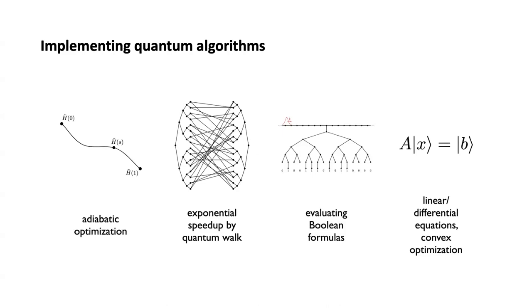There are quantum algorithms that rely on what are known as quantum walks, that there is the quantum version of the classical random walks, in some sense. There are algorithms that rely on the evaluation of Boolean formulas. And of course, something that we are going to discuss extensively is solving linear and non-linear differential equations and convex optimization problems using some sort of algorithm.